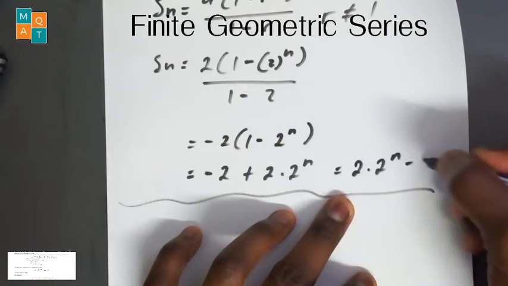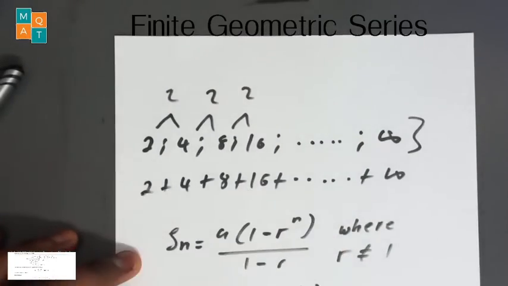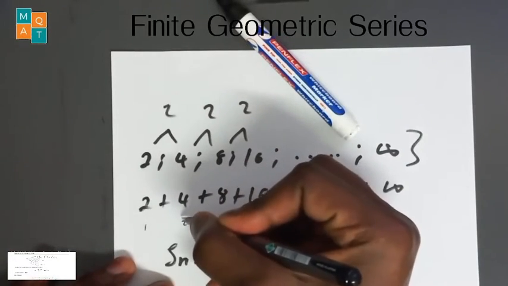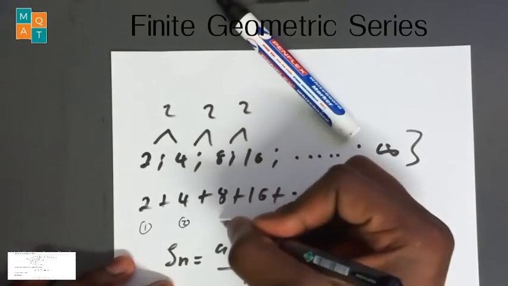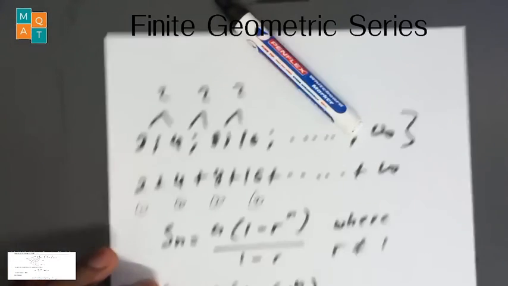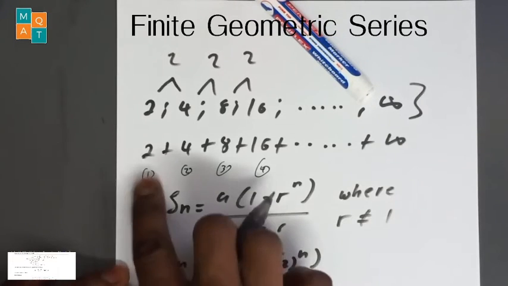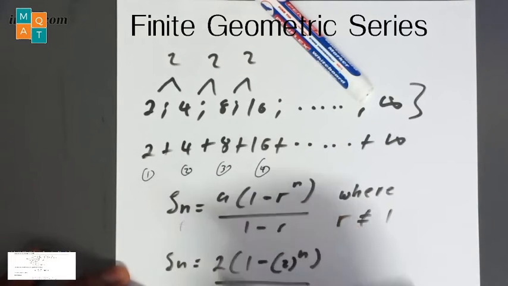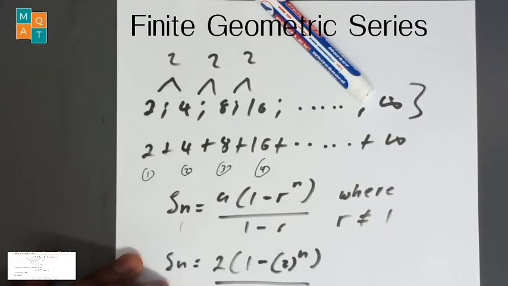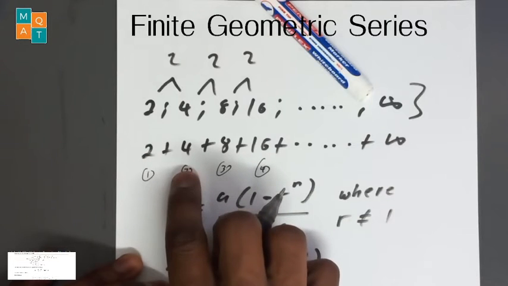Now, if you look at this, you can clearly see that the first term is 2, the second term is 4, the third term is 8, and the fourth term is 16. This Sn means that we sum the first values of this series, from the first value to the specific value which we're specifying here. So let's say we want to sum the first 3 values of the sequence, which in this instance we know is 2 plus 4, which is 6, plus 8, which is 14.